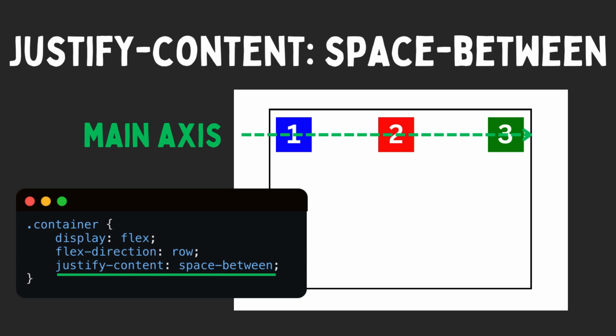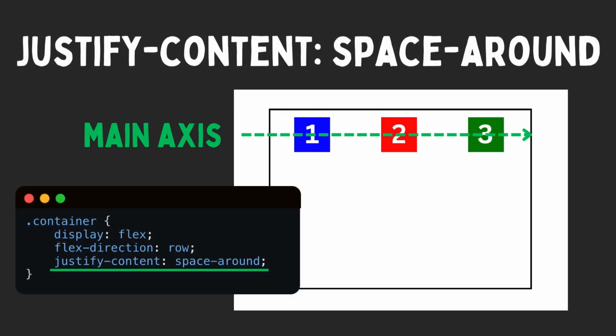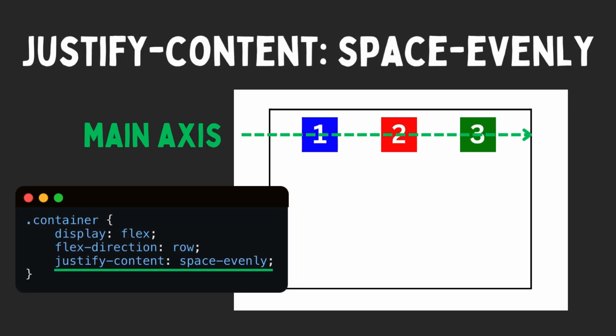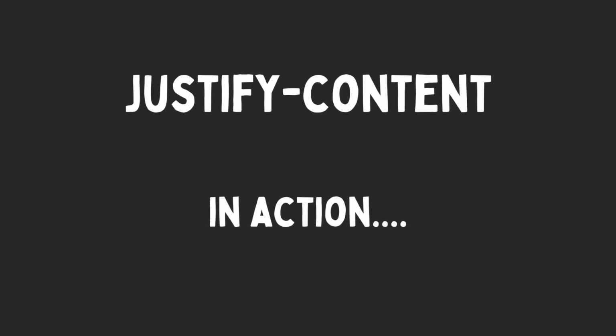Justify content space between. Spread your items out with equal space between them, but none at the edges. Justify content space around. Adds equal space around each item, including the outer edges. Justify content space evenly ensures equal spacing between every item and the edges. Let's have a look at this in action.